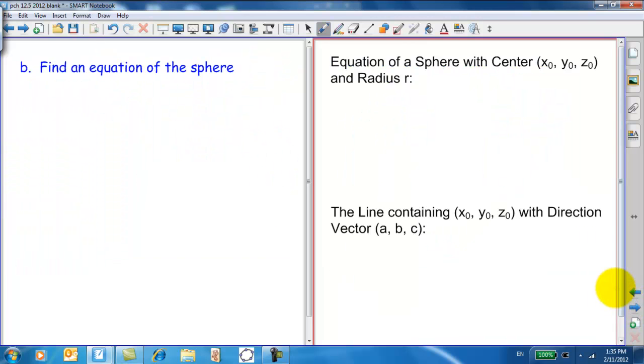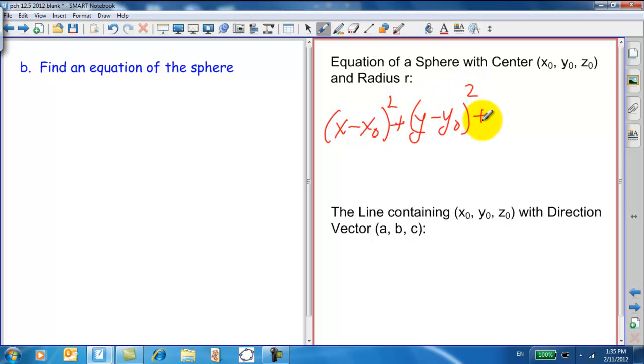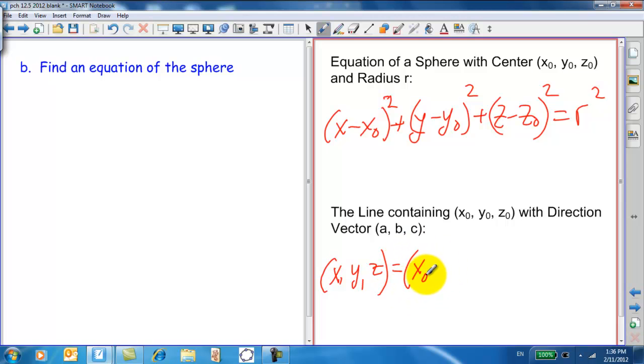So, the equation of a sphere with center (x naught, y naught, z naught) and radius r is going to be (x minus x naught) squared plus (y minus y naught) squared plus (z minus z naught) squared equals r squared. Now, the line containing (x naught, y naught, z naught) with direction vector ABC is just an extension of what we did with lines before. (x, y, z), 3 coordinates for the point, is equal to the point on the line (x naught, y naught, z naught), plus some parametric variable t times the direction vector ABC.